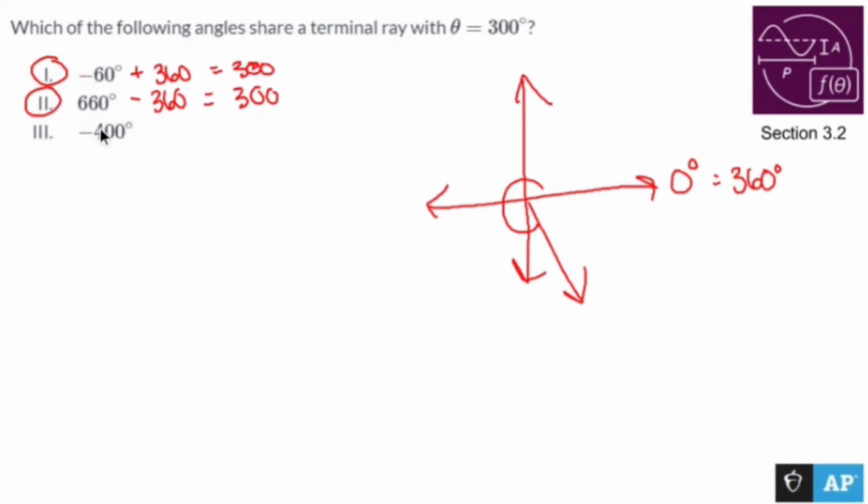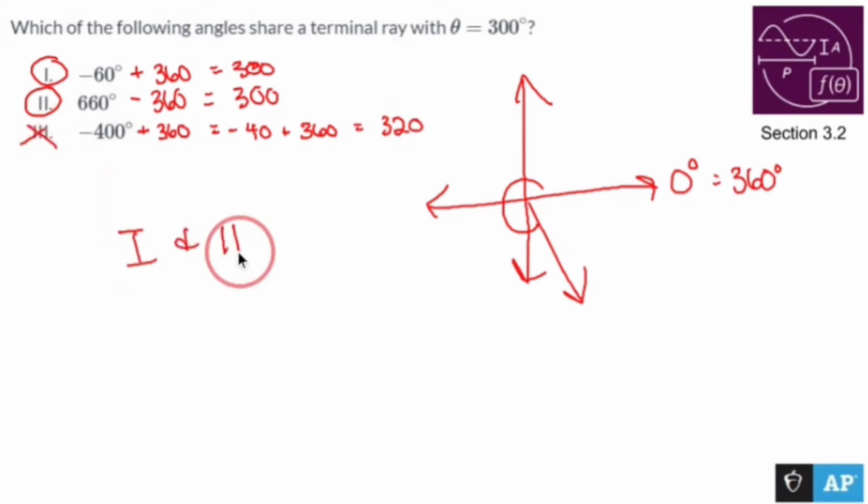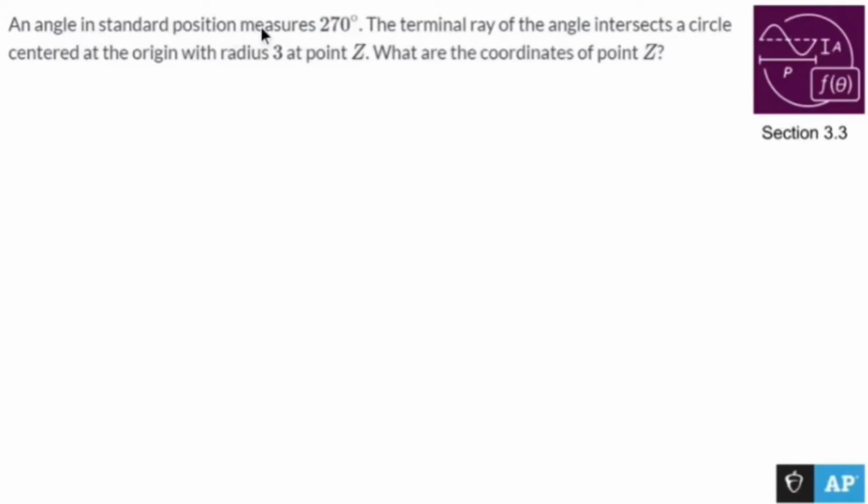I'm going to do the same thing. We're negative here, so I'm going to add 360, and by adding 360, I am at negative 40, so I'm not in the area that I want to be at. If I add 360 again, which means I spin around again, I end up with 320. So close, but only 1 and 2 are going to be correct because only those guys are the same as that. The end.